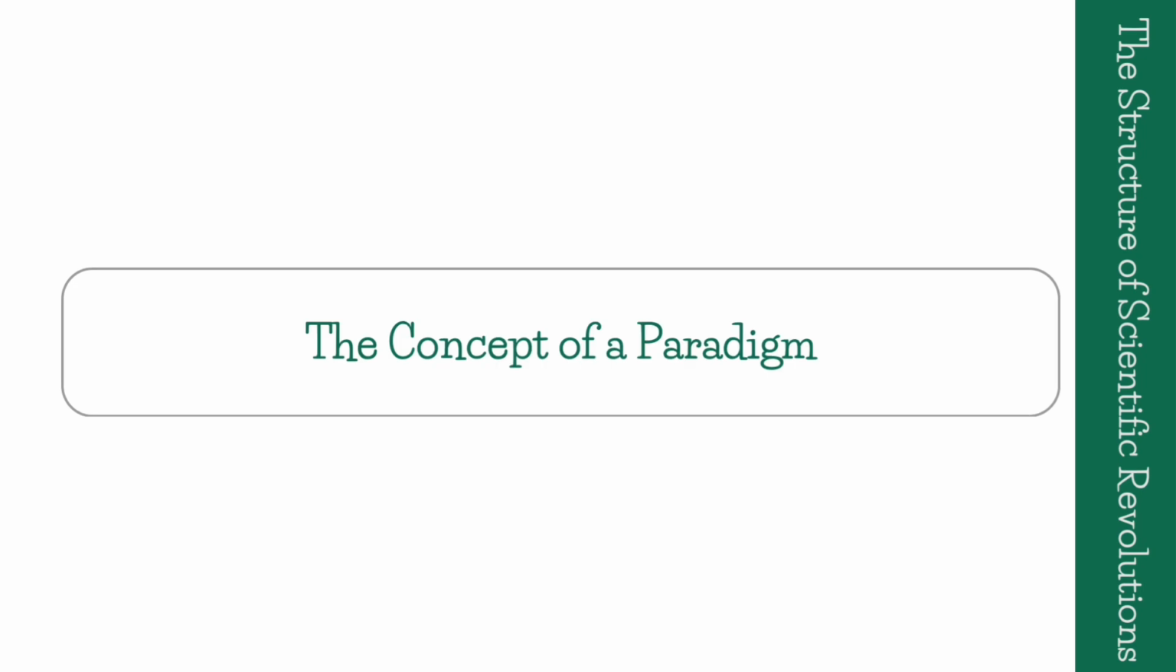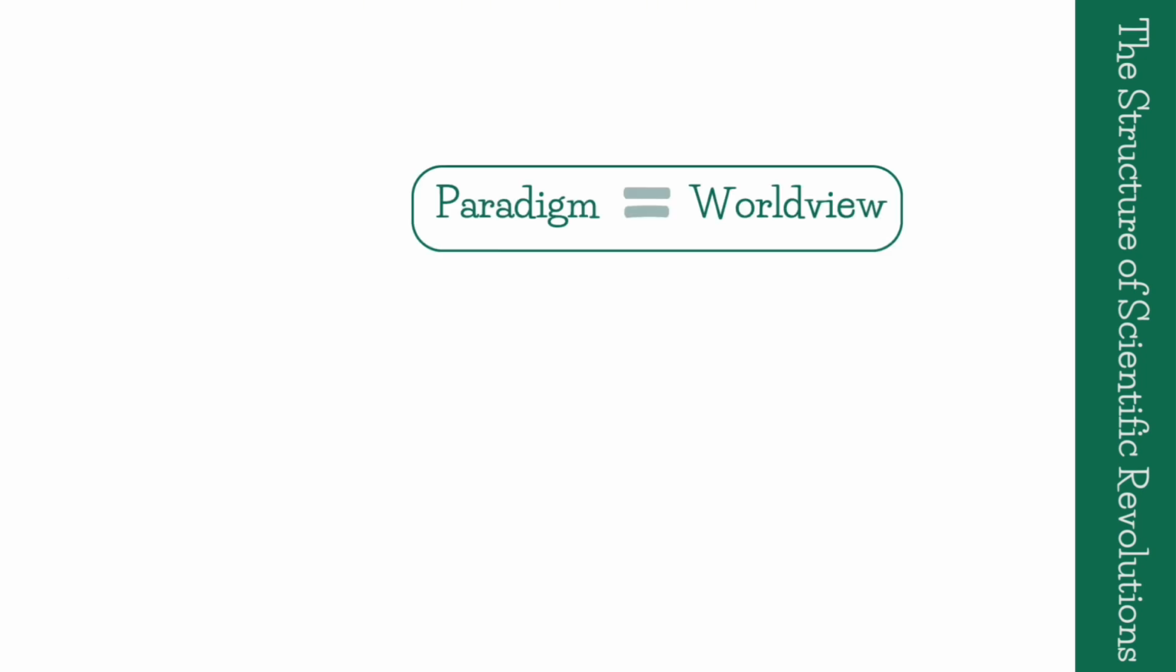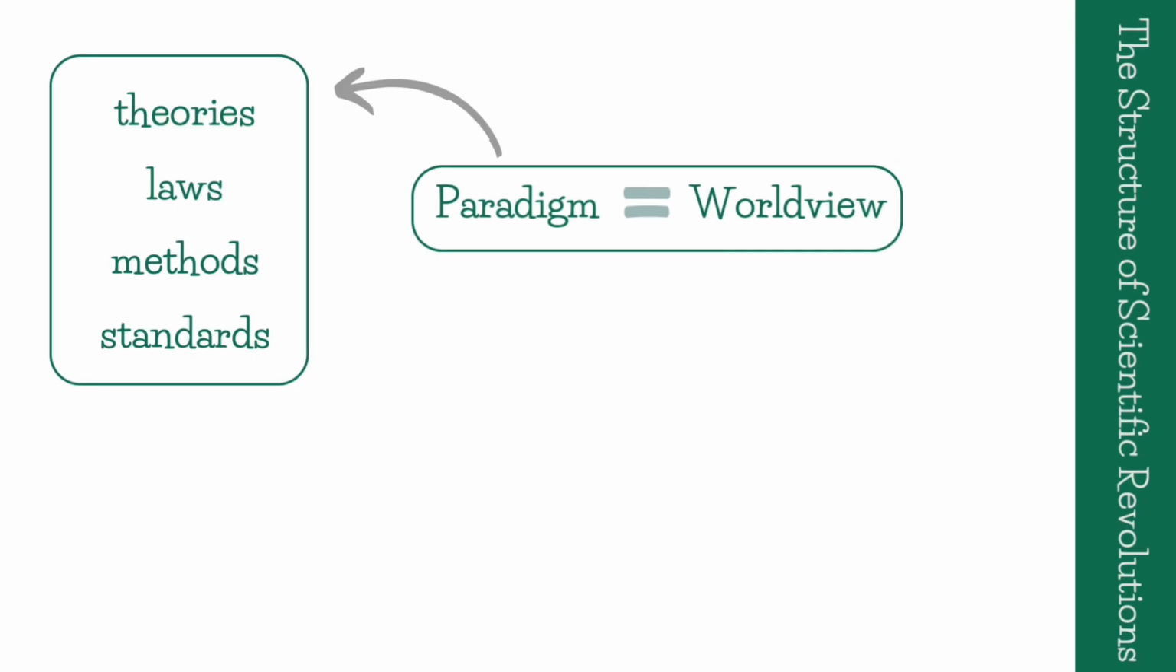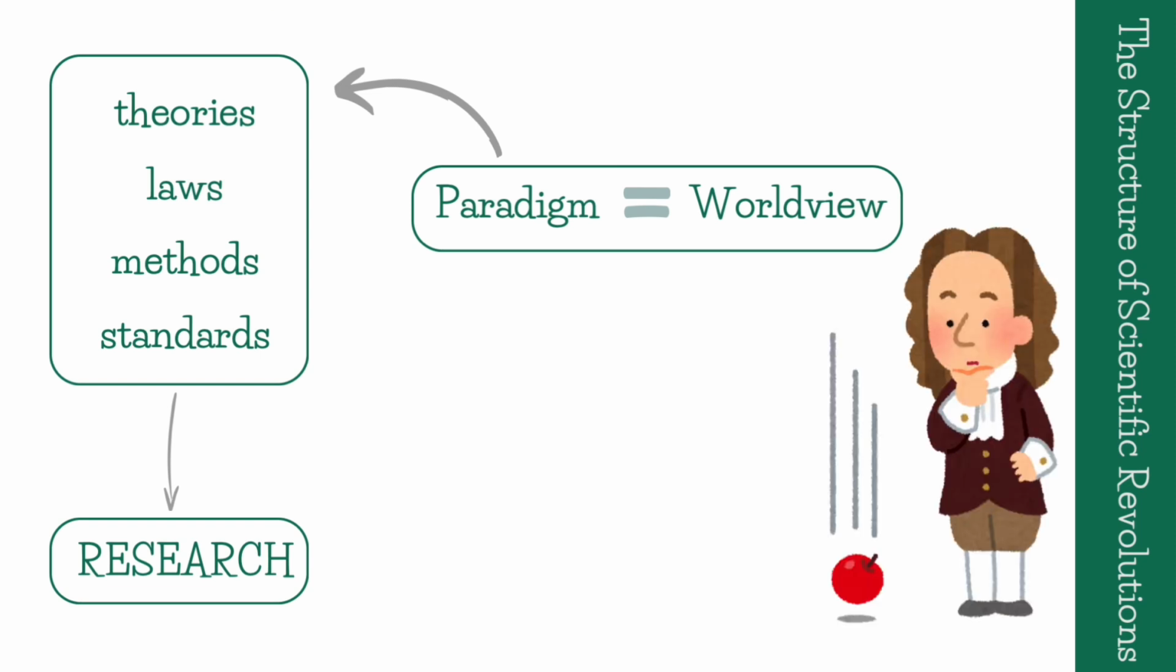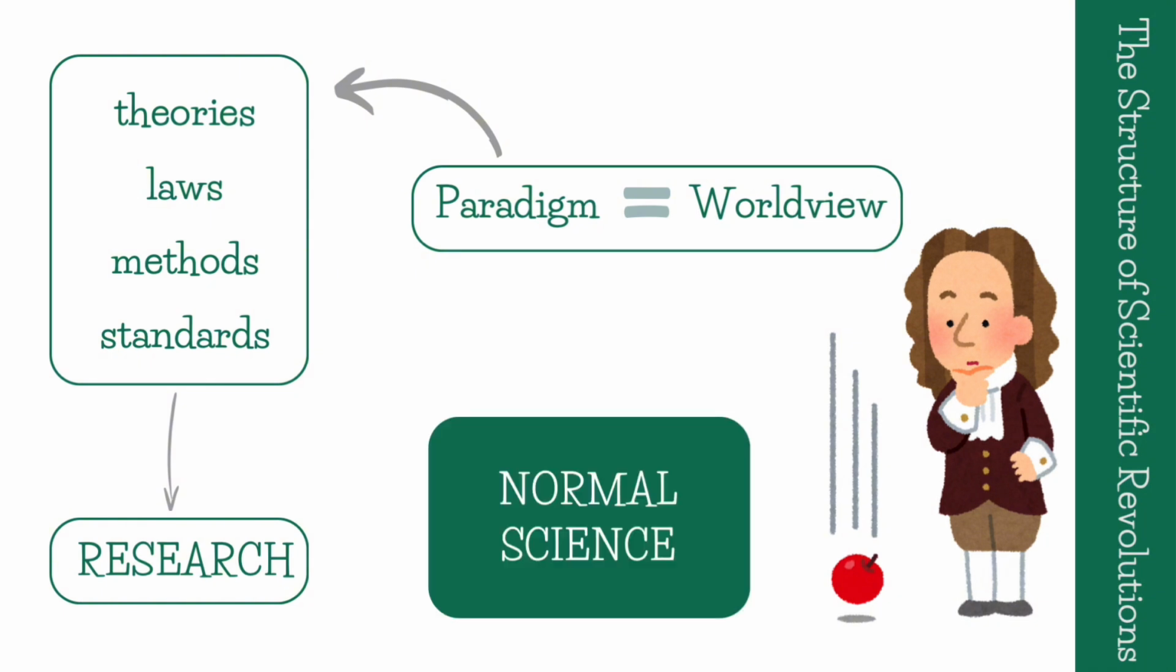So, what is the concept of a paradigm? In Kuhn's framework, a paradigm refers to the entire worldview that a scientific community holds at any given time. It includes the theories, laws, methods, and standards that guide research. For example, during the time of Isaac Newton, the Newtonian model of physics was a paradigm. Scientists working within this paradigm engage in what Kuhn calls normal science.